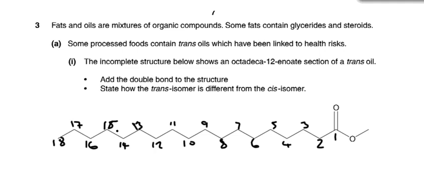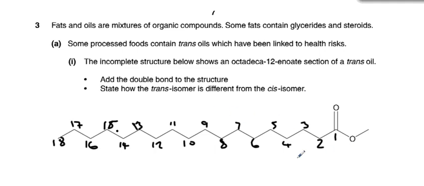So in part A, you've got trans oils, which have health risks. We normally call them trans fats. The only difference here being that these must have shorter chains, so a lower boiling point, so they're liquid at room temperature. You've got the structure shown of octadec-12-enoic acid, which is a trans oil. Bullet points want you to add the double bond to the structure and state how the trans isomer is different from the cis isomer.